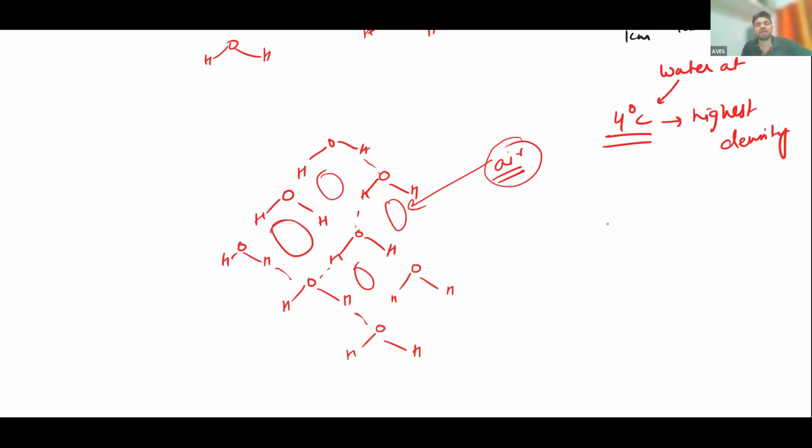Okay. And when it gets converted into ice, it has lower density. And I have told you that the substance that is going to have low density floats on the surface of the water.